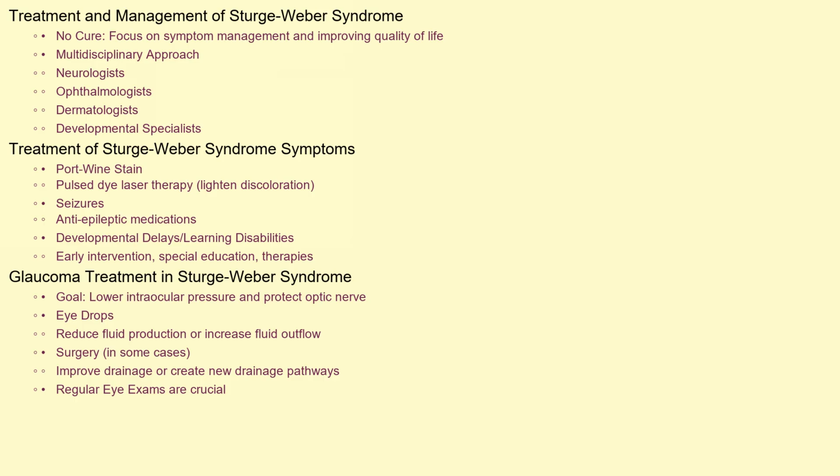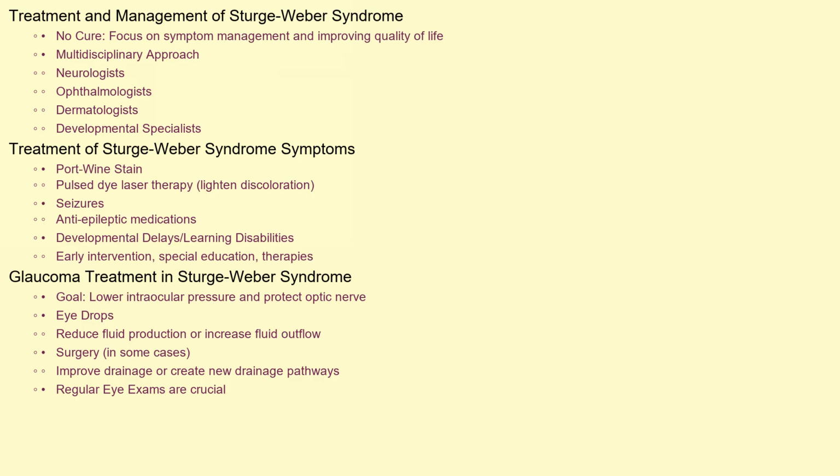Treatment and management. There is no cure for Sturge-Weber syndrome. However, treatment focuses on managing the symptoms and improving the quality of life. Management is multidisciplinary, often involving neurologists, ophthalmologists, dermatologists, and developmental specialists. Treatment for the port wine stain often involves pulse dye laser therapy to lighten the discoloration. Seizures are managed with anti-epileptic medications. Developmental delays and learning disabilities are addressed with early intervention programs, special education, and therapies.